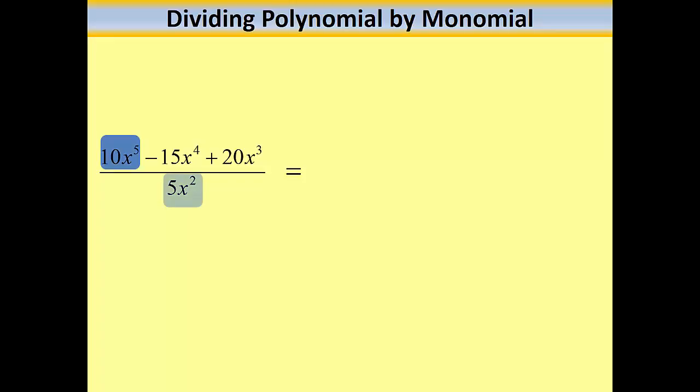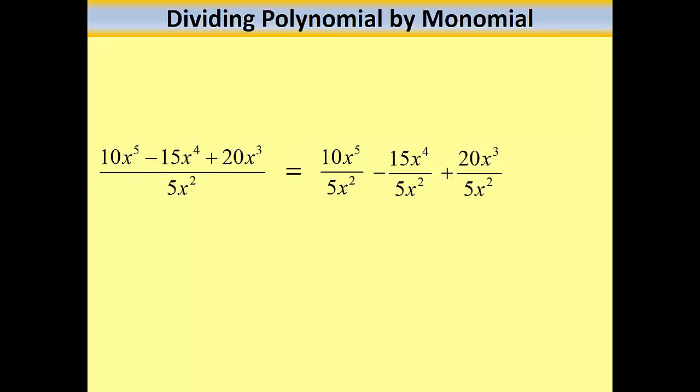The first one would just be the 10x to the 5 over the 5x squared, and then the second one would be the second term over 5x squared, and then the third one would be the third term over 5x squared. And so you put each term over 5x squared, and then you simplify each term. In the first one, 10 divided by 5 is 2, and x to the 5 divided by x to the 2 is x to the 3. The second one simplifies to 3x squared, and the third one to 4x.